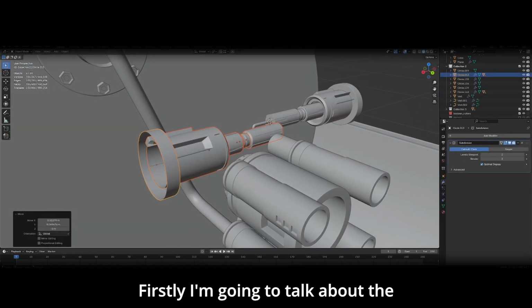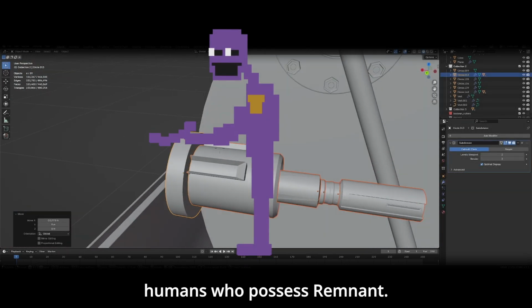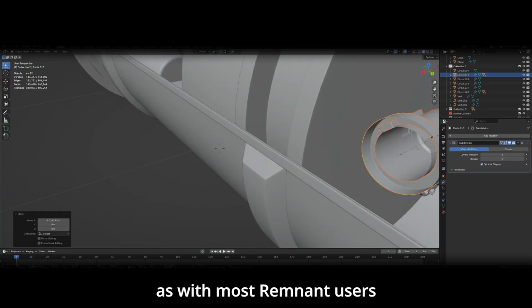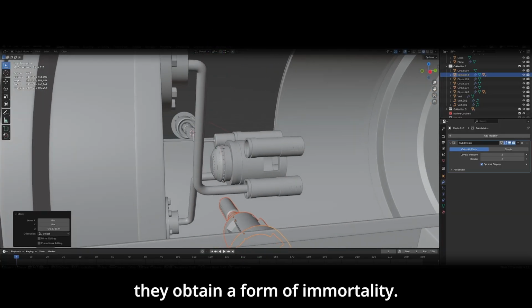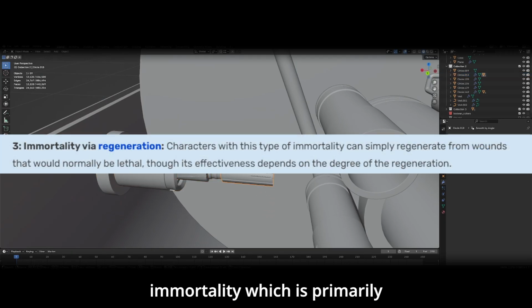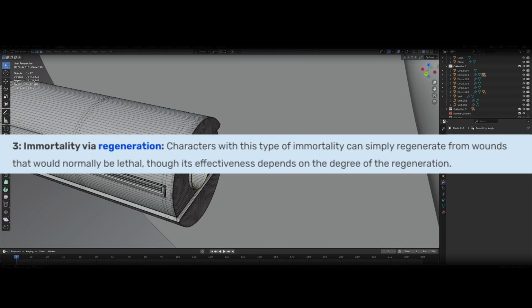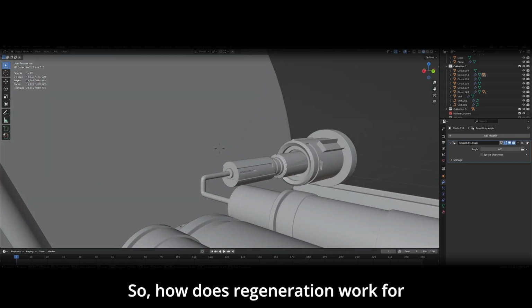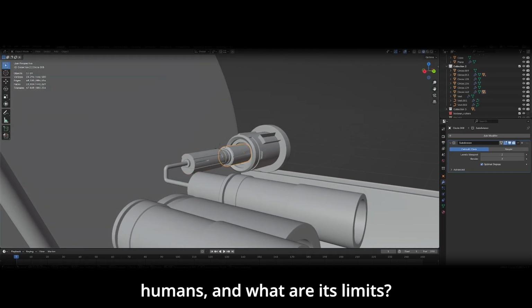Firstly, I'm going to talk about the ways it can affect humans who possess Remnant. As with most Remnant users, they obtain a form of immortality. For humans, it's a type 3 immortality, which is primarily based on regeneration. So, how does regeneration work for humans, and what are its limits?